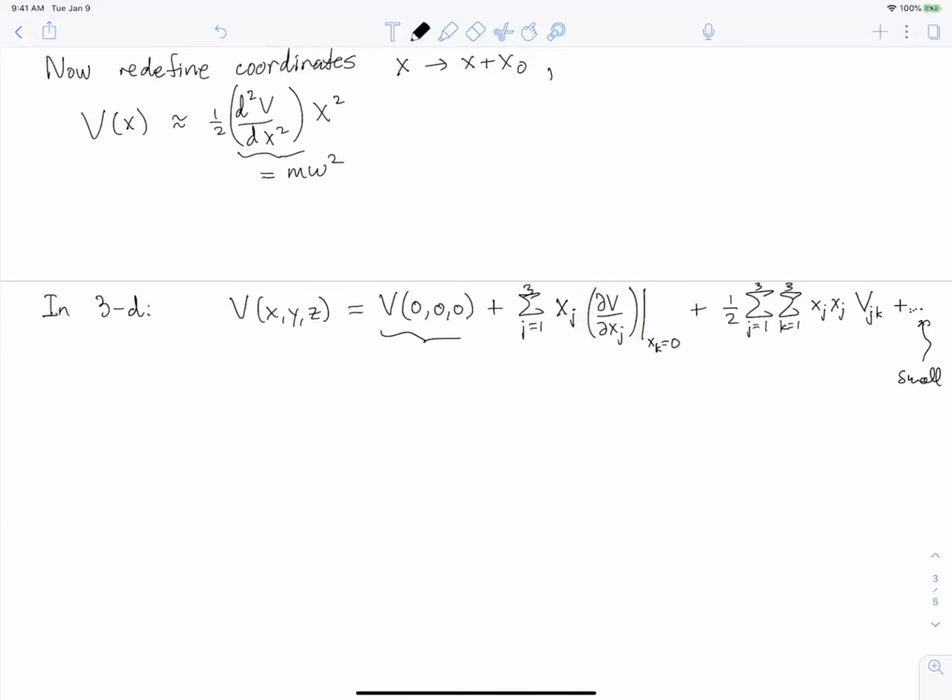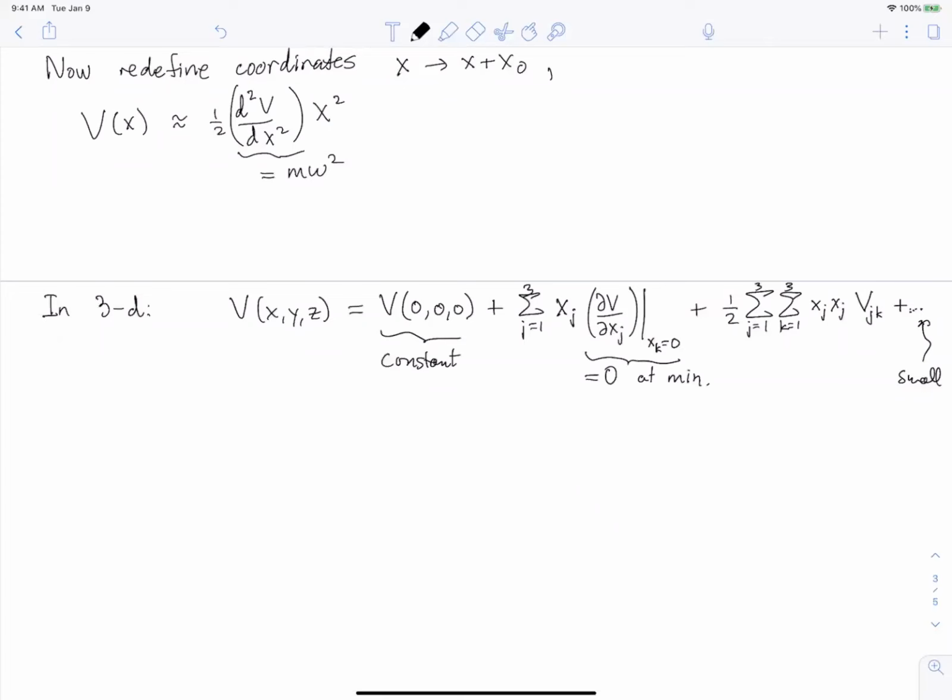Okay, good. So this first term's a constant, so just as before, we're going to ignore it. This term here is small. This thing is actually going to be 0 for the same reason as before. If it's not 0, then we're not at a minimum of the potential. At an extremum, whether it's a minimum, a maximum, or a saddle point, these are all by definition 0. Okay, so this equals 0 at the minimum.